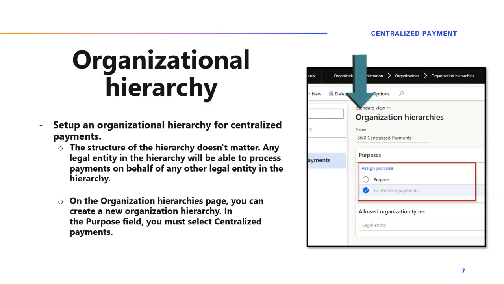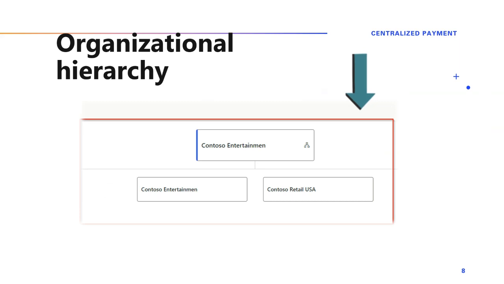The structure of the hierarchy doesn't matter. Any legal entity in the hierarchy will be able to process payments on behalf of any other legal entity in the hierarchy. On the Organization Hierarchies page, you can create a new organization hierarchy. In the Purpose field, you must select Centralized Payments.